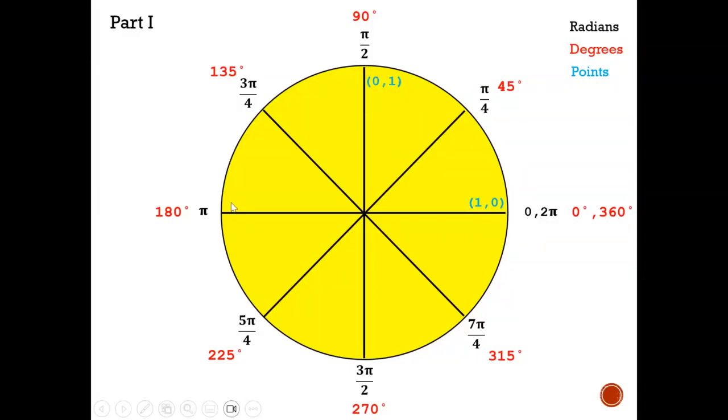This is (1, 0), (0, 1), (-1, 0), and (0, -1). These will always be the same: the pi over 2, the pi, the 3 pi over 2, and the 2 pi. They will always be the same.